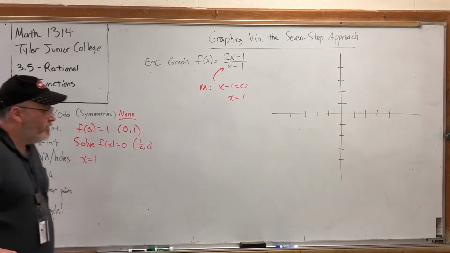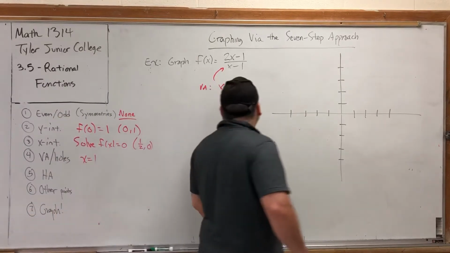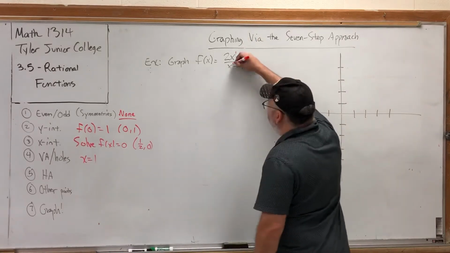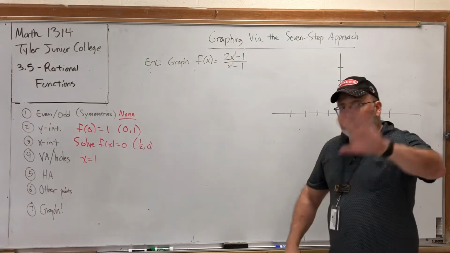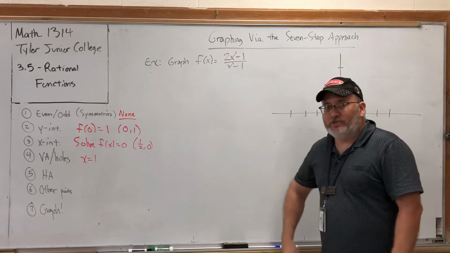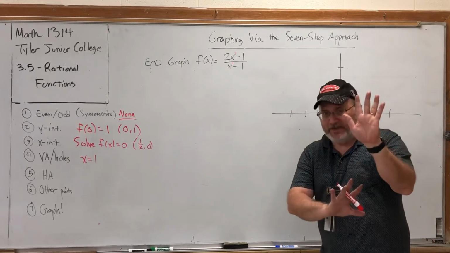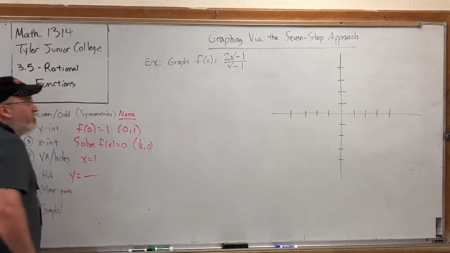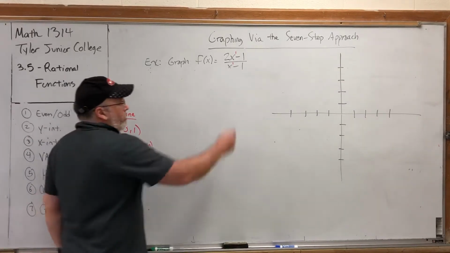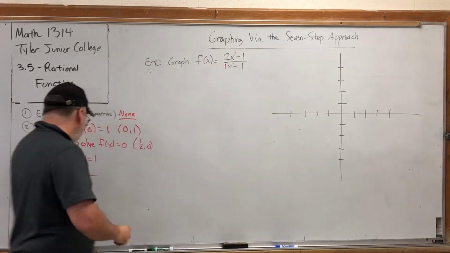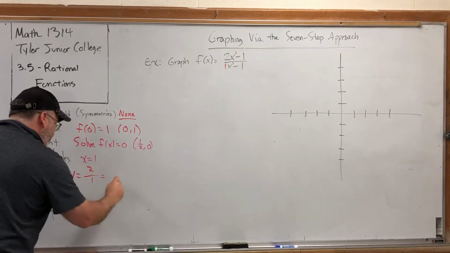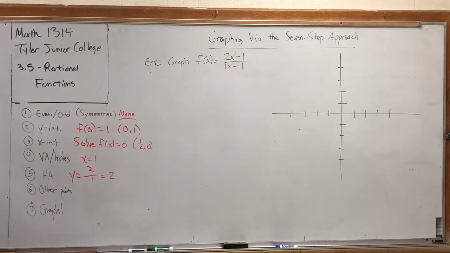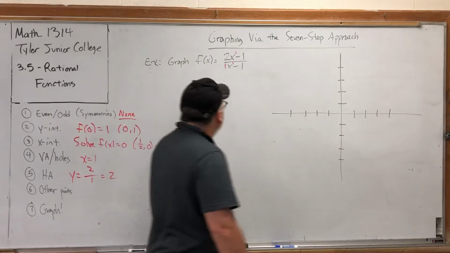Horizontal asymptotes. This is where we analyze the degrees. The numerator has a degree of 1, as does the denominator. And when the degrees are the same, the horizontal asymptote is y equals the ratio of leading coefficients. Since the degrees are equal, the horizontal asymptote will be 2 over 1, or y equals 2 over 1. So our horizontal asymptote is y equals 2. Okay, that wasn't too bad.